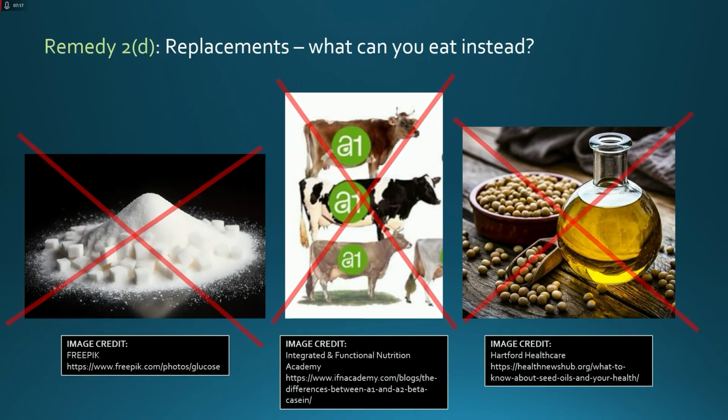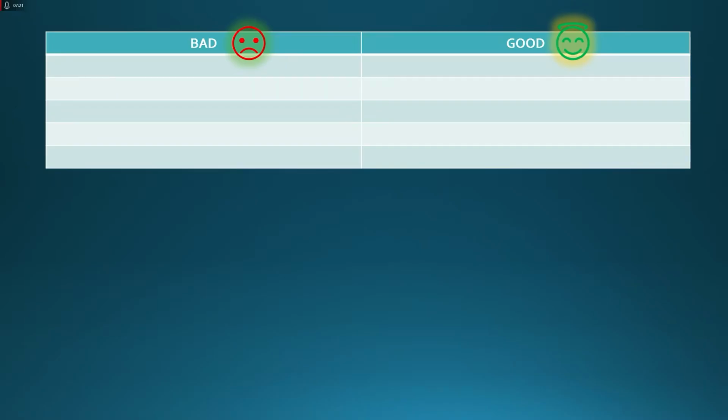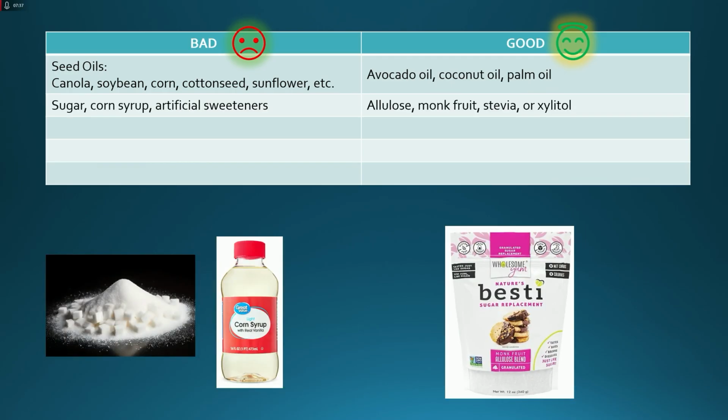2D, replacements. What can you eat instead? So we have a bad side and a good side. On the bad side, we have seed oils like canola, soybean, corn, cottonseed, sunflower, etc. On the good side, we have avocado oil, coconut oil, palm oil. On the bad side, we have sugar, corn syrup, artificial sweeteners. On the good side, we have allulose, monk fruit, stevia, or xylitol.